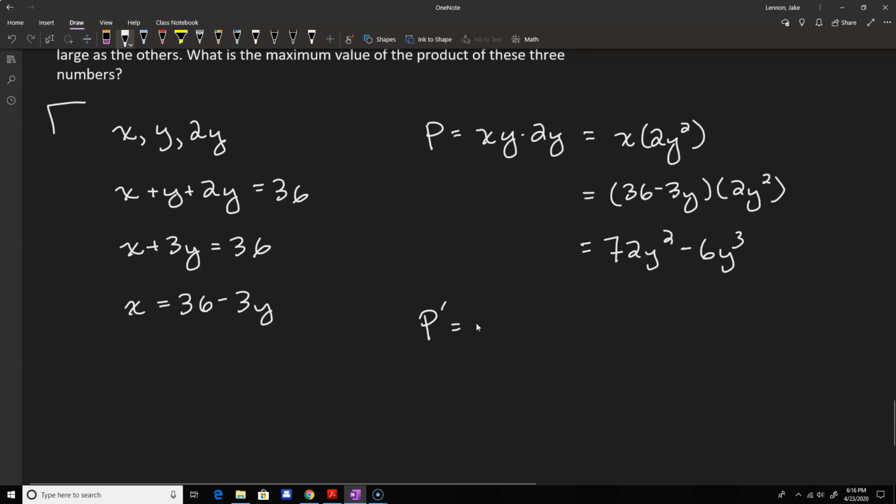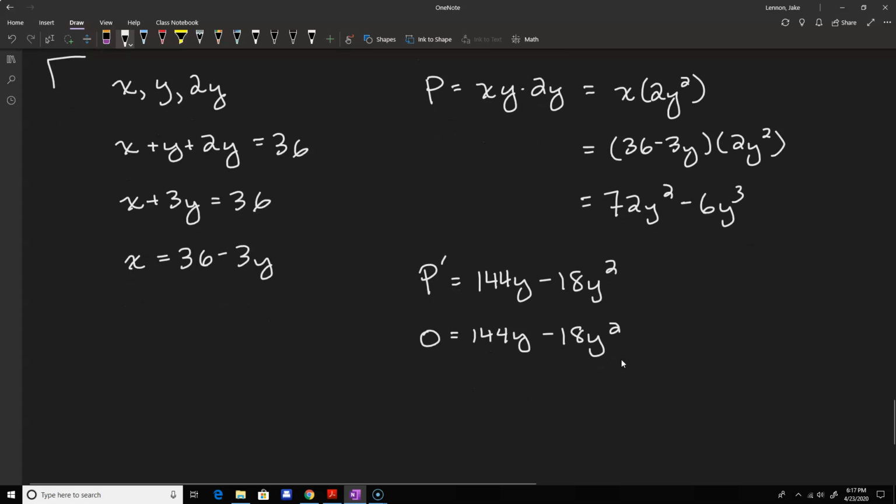So p prime would be 2 times 72, which is 144y, minus 18y squared. So we can set that equal to 0, and we get 144y minus 18y squared. Okay, so this should factor. So if we factor out 18y, we get 8 minus y. So we get either y equals 0 or y equals 8.